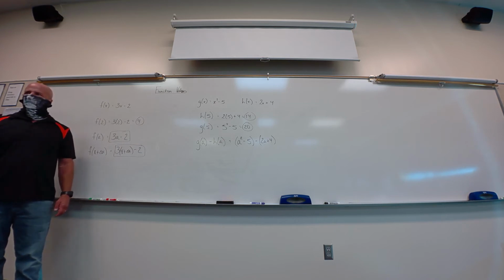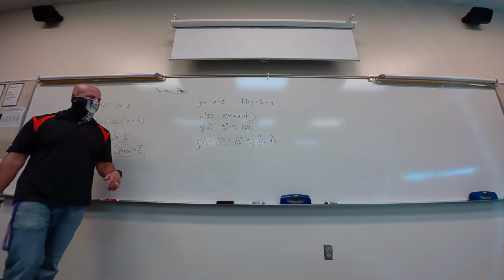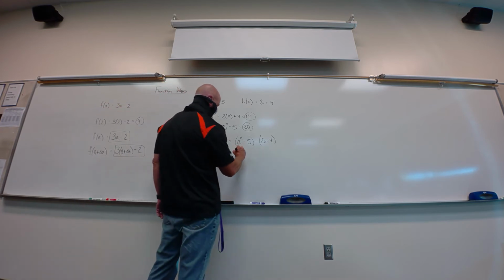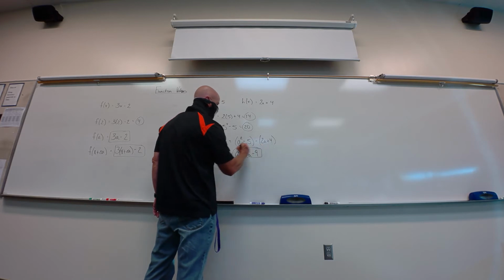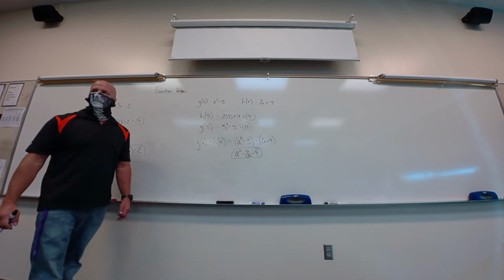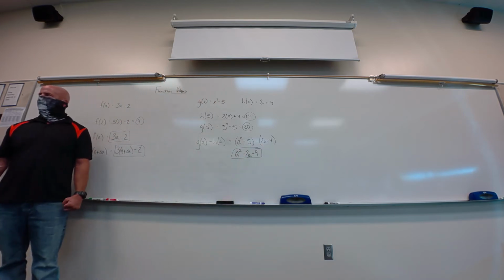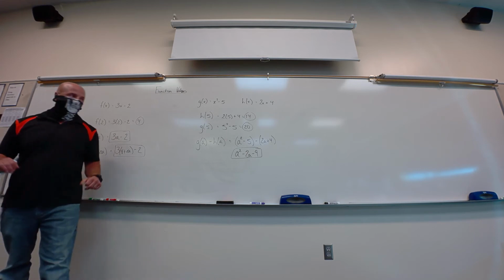Everybody agree with that? And then if we can combine the 5 and the 4, distribute the negative, we get something like a squared minus 2a minus 9. Everybody okay there? Okay, so get a little bit different look here.